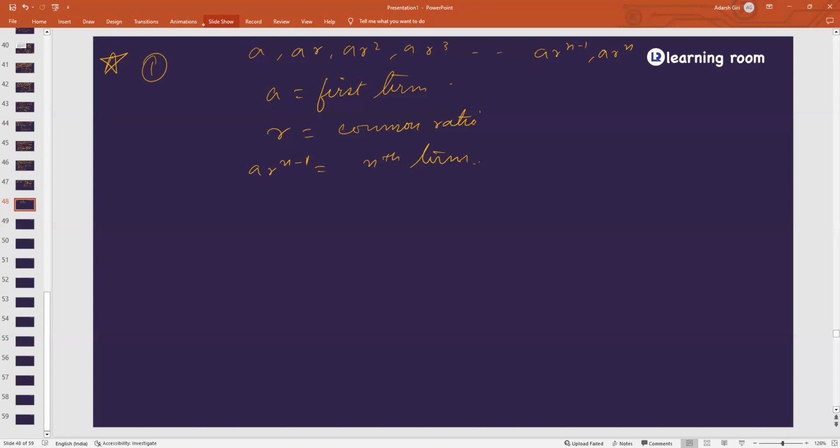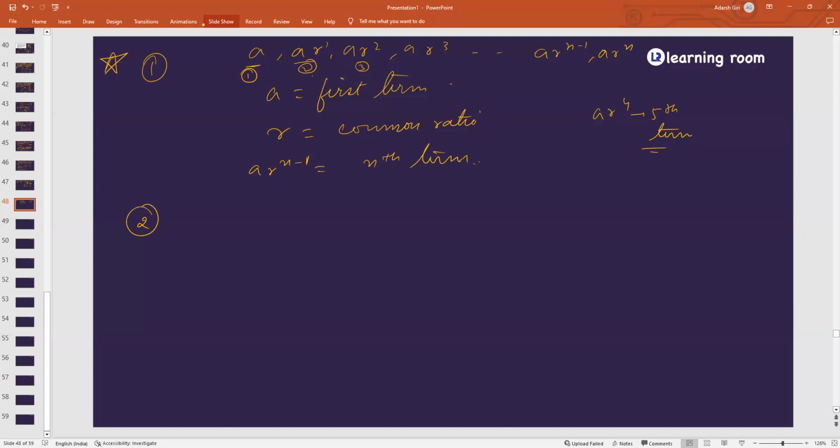Why this? AR4 will be the fifth term. Always remember, it is not AR5, because they are starting with A. So this is the first term, and this will be the second term, AR to the power 1. So that will be the second term. AR square is the third term. So that's why always AR to the power n minus 1 is the nth term. Understood? Yes, sir. All right.